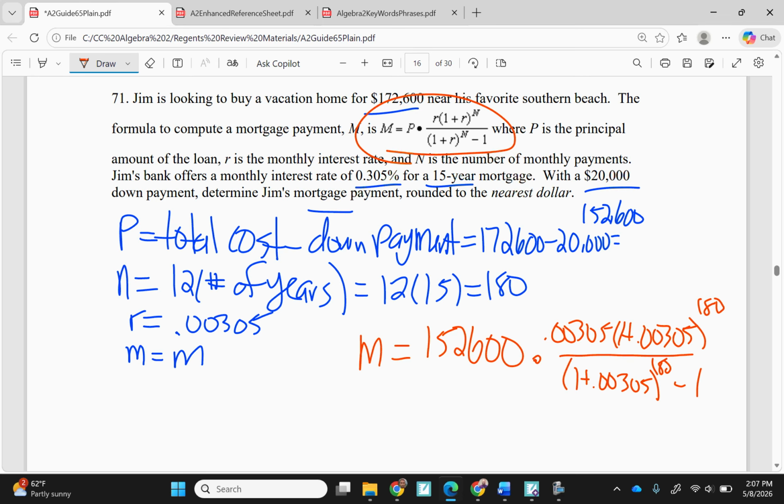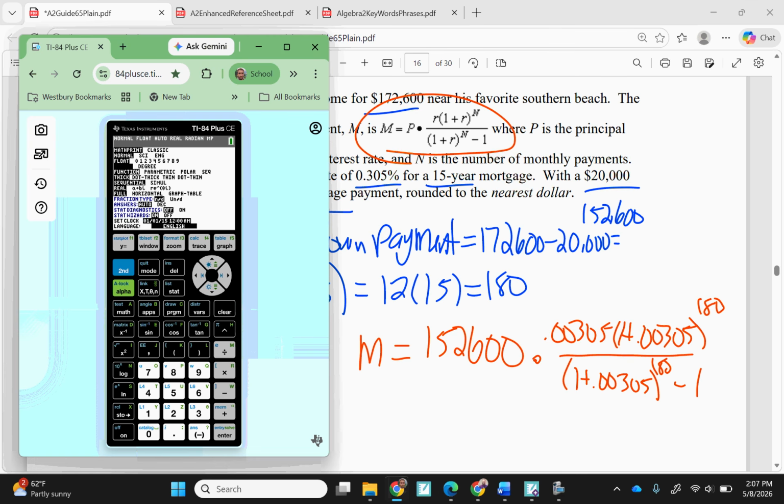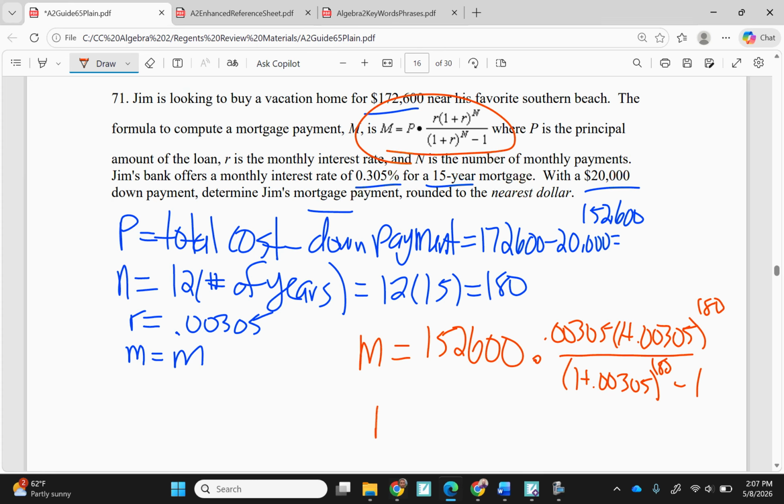And now I just type it into the calculator. So I've got 152,600 times alpha x, 0.00305, times 1 plus 0.00305 to the power of 180, over 1 plus 0.00305 to the power of 180 minus 1. To the nearest dollar, 1,103. And that's it.